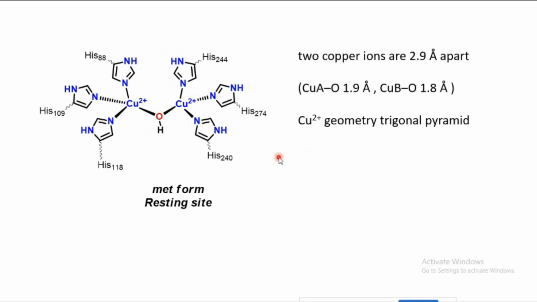So as we said, it is a dicopper containing enzyme. The two copper sites are in the met form. Met form is an unreactive form of the enzyme, as we said already. Both the coppers are in the 2+ oxidation state, and connected via a hydroxide bridge. Each copper site is surrounded by 3 histidine imidazoles and 1 oxygen from the hydroxyl ligand. Approximately the geometry looks like a trigonal pyramidal geometry around the metal center.